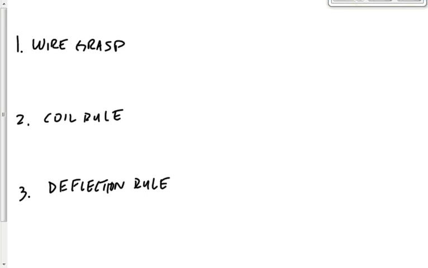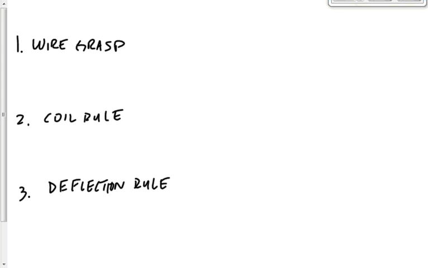The wire grasp rule, and then the second rule we call the coil rule, although that's not what your textbook calls it, but that's what we call it. And then we have the hand rule for deflection.